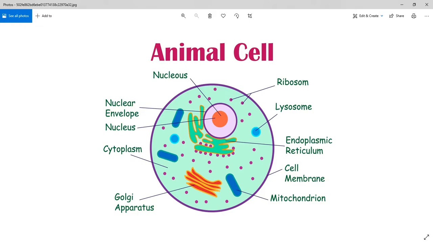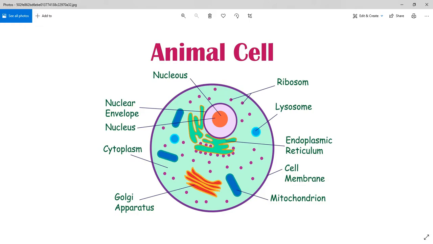Now those two cells that are going to be formed are going to be genetically identical. Now in meiosis they're going to form four cells. Now these four cells are going to be genetically unidentical. Now the DNA inside that nucleus is going to be unidentical in all four daughter cells that are formed.